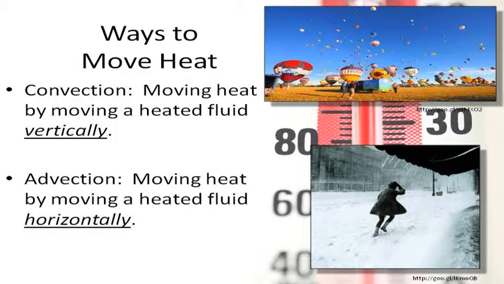Strictly speaking, it's advection when we're moving the fluid horizontally. So warm air from the south coming up to us, that's warm air advection. Or cold air from the north coming over us, that's cold air advection. It's another type of way of transferring heat. And the atmosphere is really good at this. I mean, it's just air. It's not really all that hard to move.